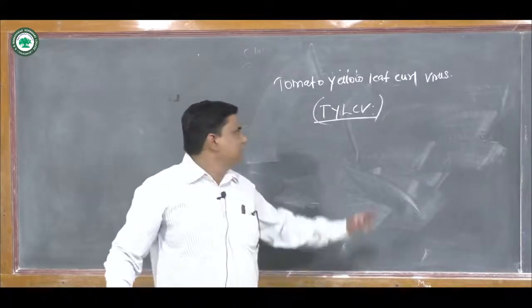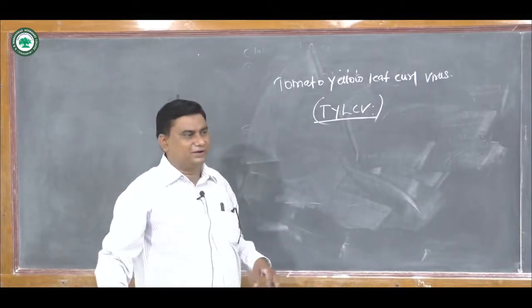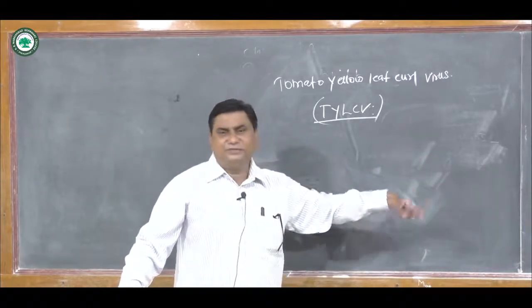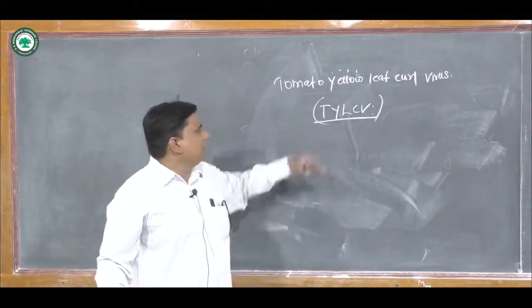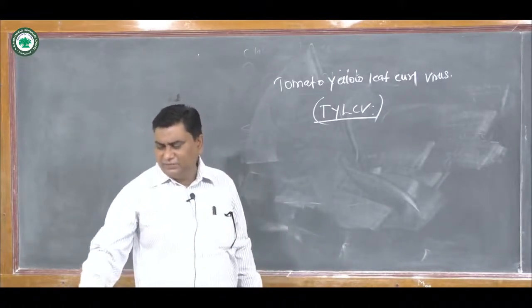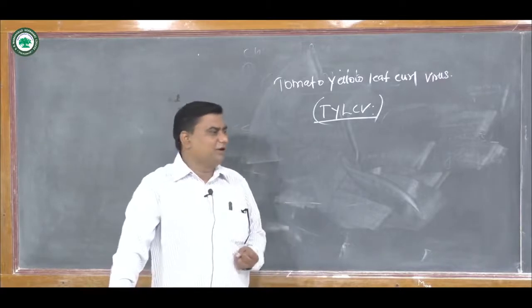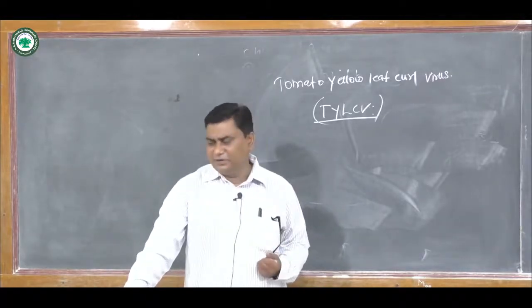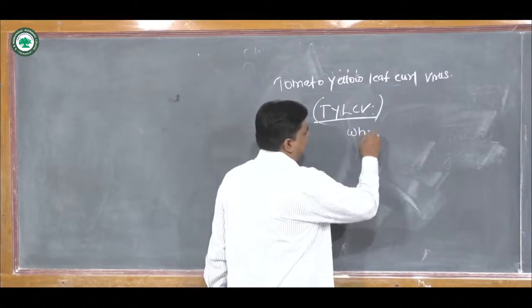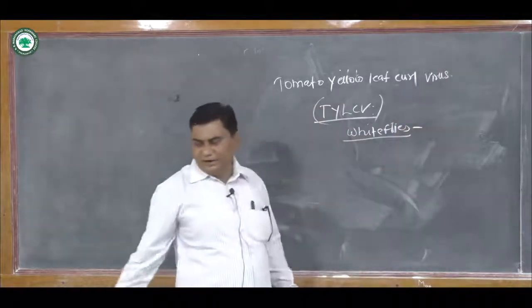The name of the disease itself indicates that the disease is spread by a virus. Up till now we had seen diseases caused by fungi. Here, the tomato yellow leaf curl virus, T.Y.L.C.V., is caused by a virus. It is not a seed-borne disease, but it is transmitted by white flies.